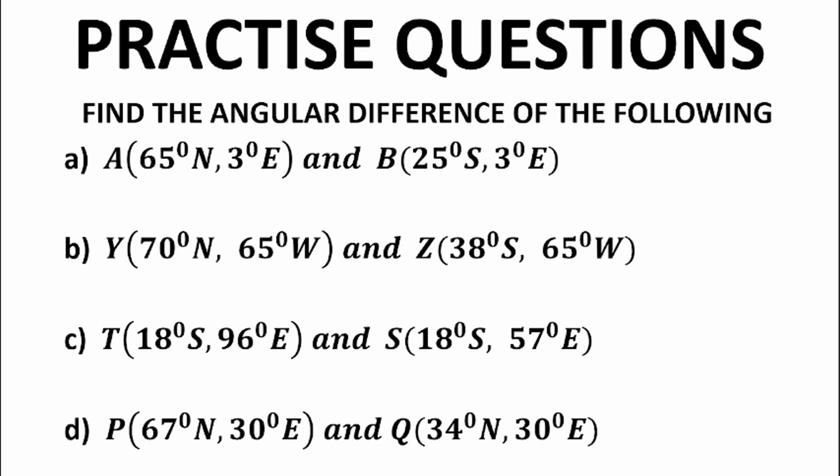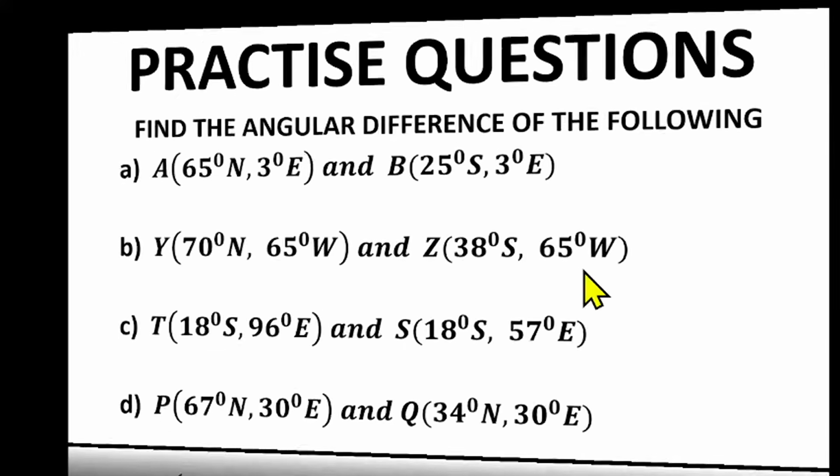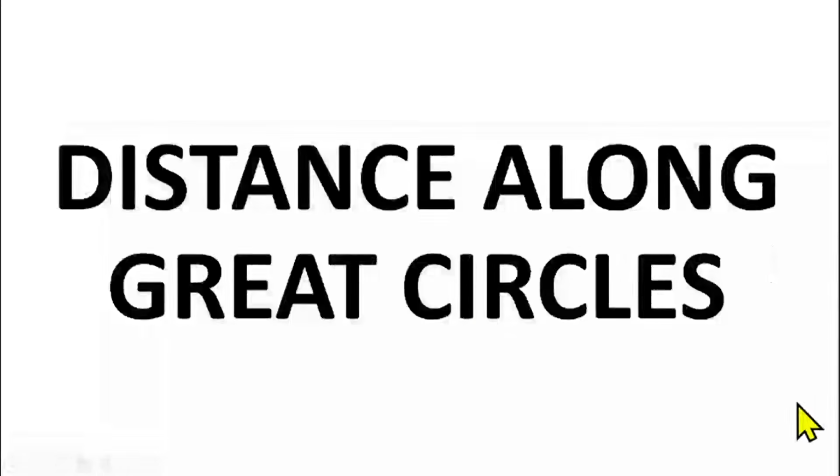So the next thing we are going to be discussing is how to find the distance between two locations on the Earth's surface. I said distance, not angular difference. We have already talked about angular distance. Now we want to talk about how we can find the distance between any 2 points on the Earth's surface. Now we're going to be finding distance along great circles, the distance between any 2 points along a great circle.